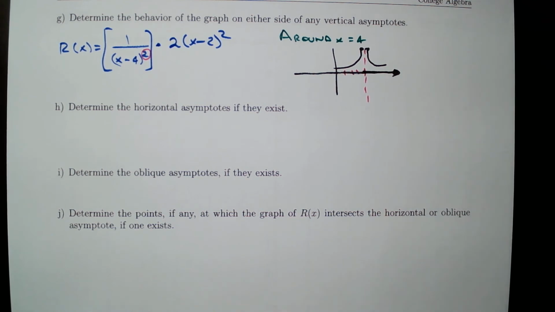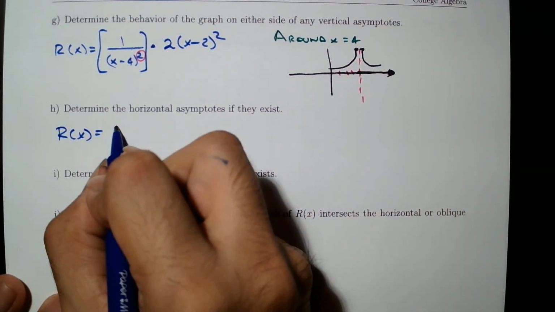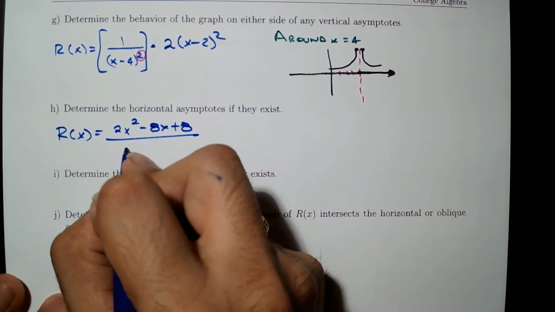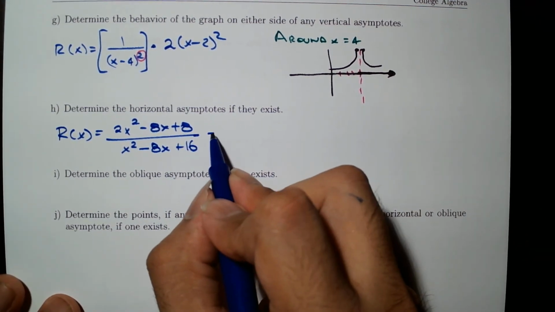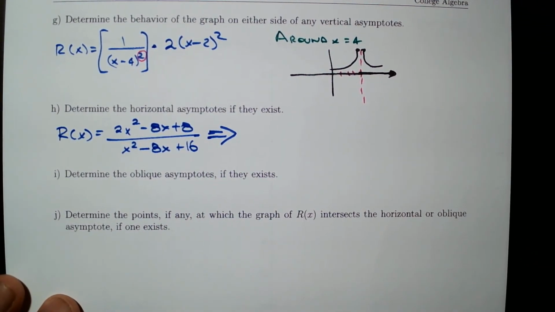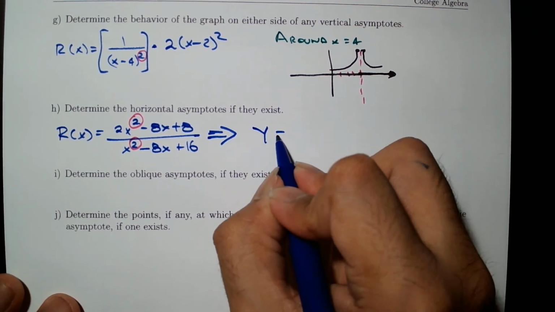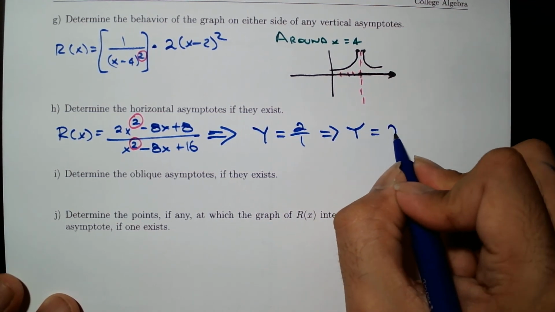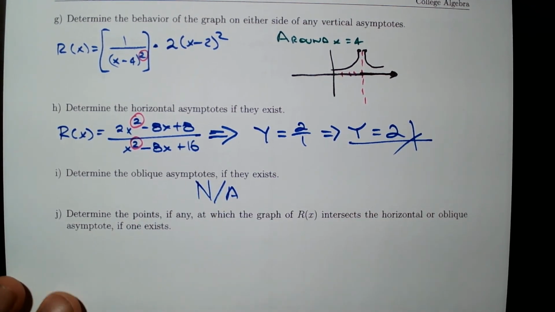Determine any horizontal asymptotes if they exist. In order to get this, I'm going to refer to the original form of the function, r of x equals 2x squared minus 8x plus 8 divided by x squared minus 8x plus 16. And again, notice how the degrees of the numerator and the denominator match. So in this case, just like the previous case, we have the ratio of the leading coefficients, which is y equals 2. Oblique asymptotes, we're not going to have any of those because we already have a horizontal one.